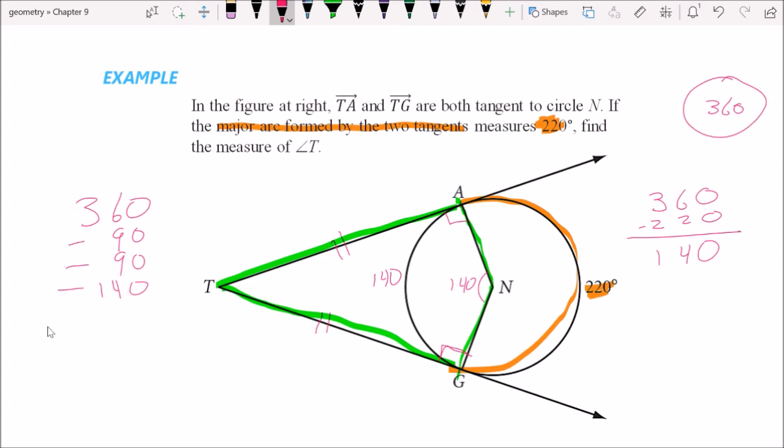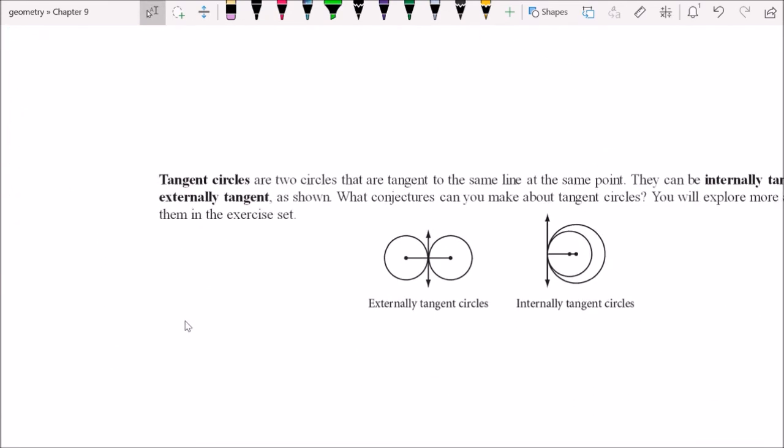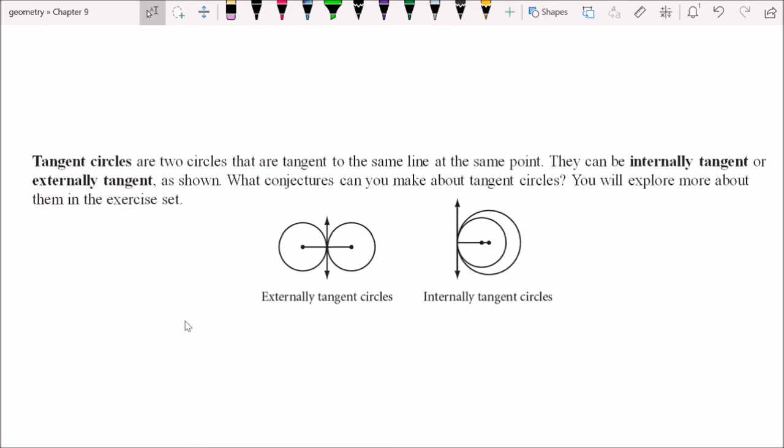And sure enough, 40 degrees. So angle T, the measure of angle T is 40 degrees. Okay, and that's it. Let's do another one. And before we do, there's another piece of vocab here that our book wants to make sure that we talk about.